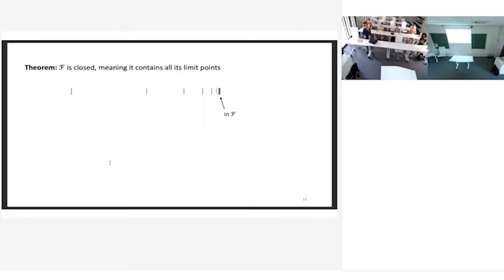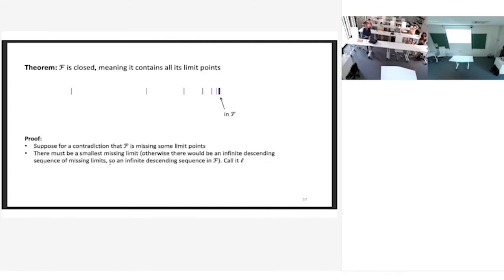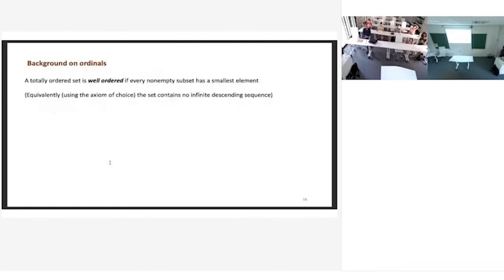We can also prove that it's closed, meaning it contains all its limit points. I'm not going to go over the proof. So for example, you have a sequence of fusible numbers that converge to 1, and you also have 1. 1 itself is also fusible. So that always happens. You always contain all the limit points of the increasing infinite sequences. Okay, so I'm going to give some background on ordinals.